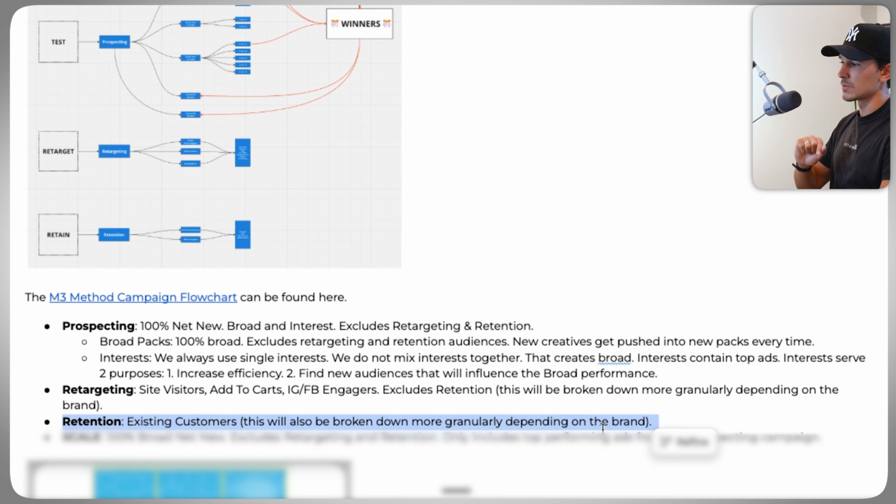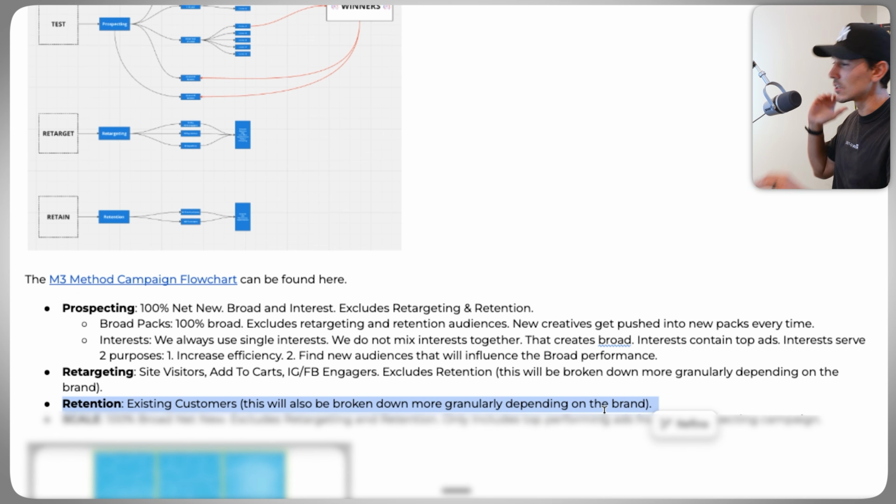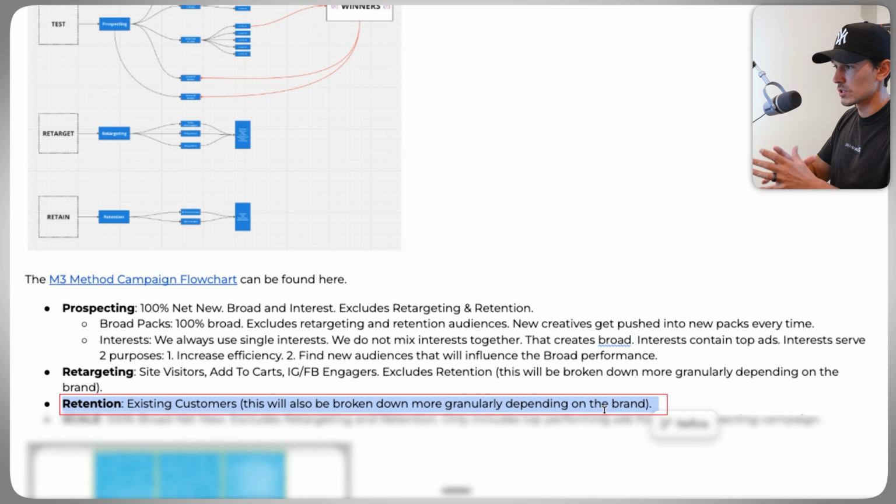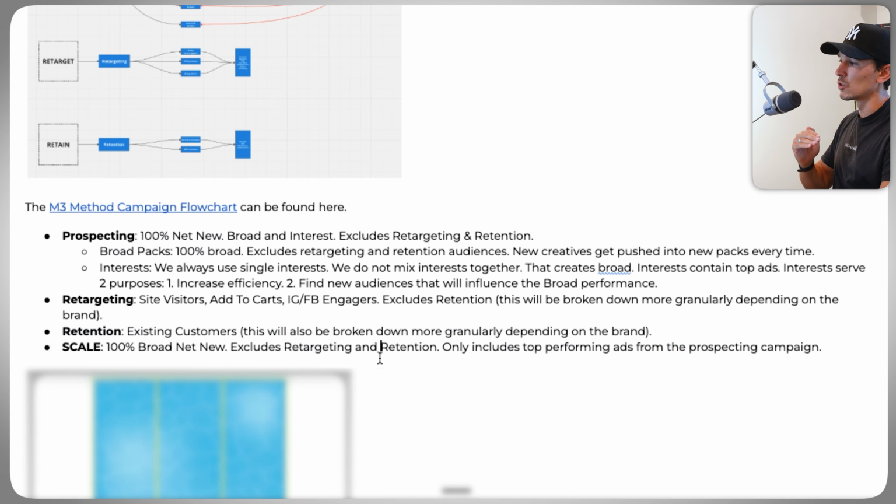The third part of this modular system and this structure is retention. Retention is just composed of existing customers. Again, you might have different breakouts of your existing customers, but don't skip on your existing customers. You need to be touching them. Even if your touch points are light, this is a critical point that you can attack your existing customers in your retention-based campaign. And then finally, the good old scale.